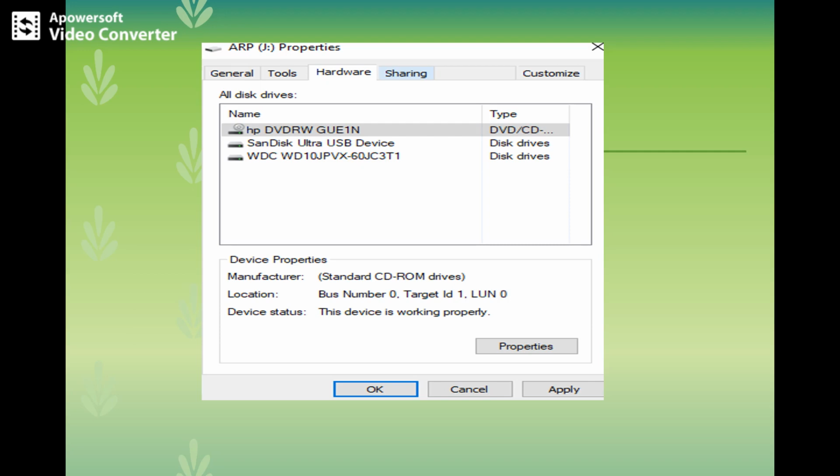This is about the hardware, and you can see the types of hardware, which may be a DVD or CD or a hard disk, or a disk drive. Your system will list all the properties of the hardware: which bus number, what the target is, and what the value of the LUN is. All the information pertaining to that particular drive is listed here. You must have seen this snapshot.